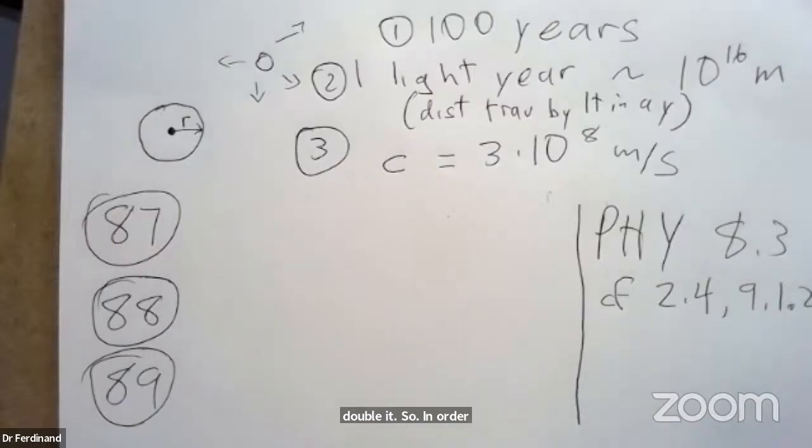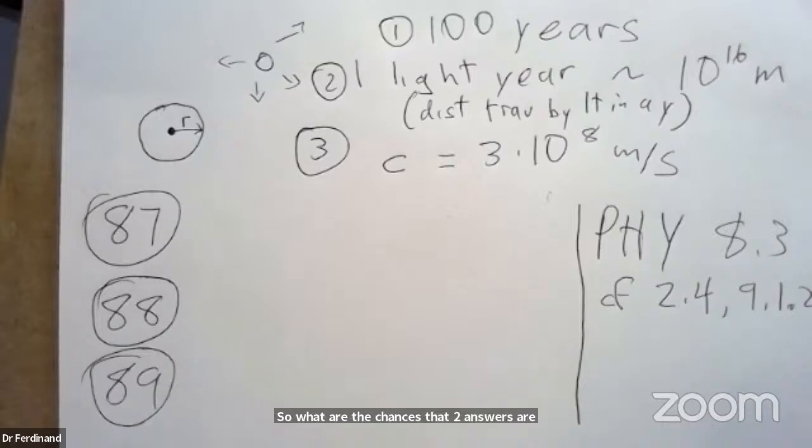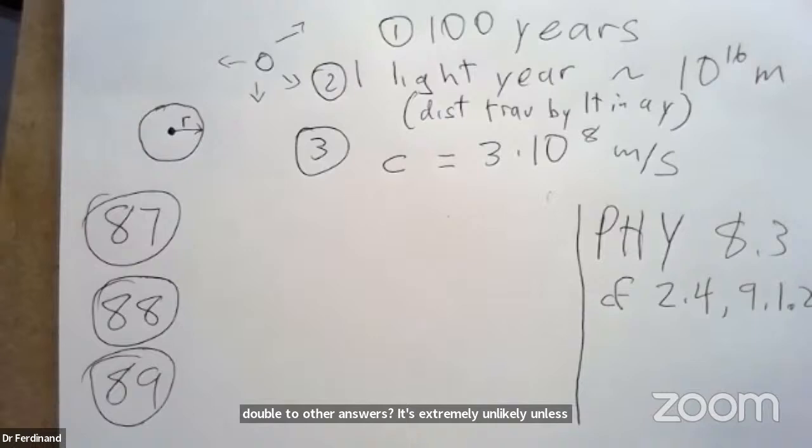It also shows you that even if you had no clue what was going on, you have a 50-50 chance just by noticing they're asking for the diameter. So what are the chances that two answers are exactly double two other answers? It's extremely unlikely unless it's a trap that some people are putting radii instead of the diameters. So I'm just putting that in the back of your mind for when you're caught in a situation.